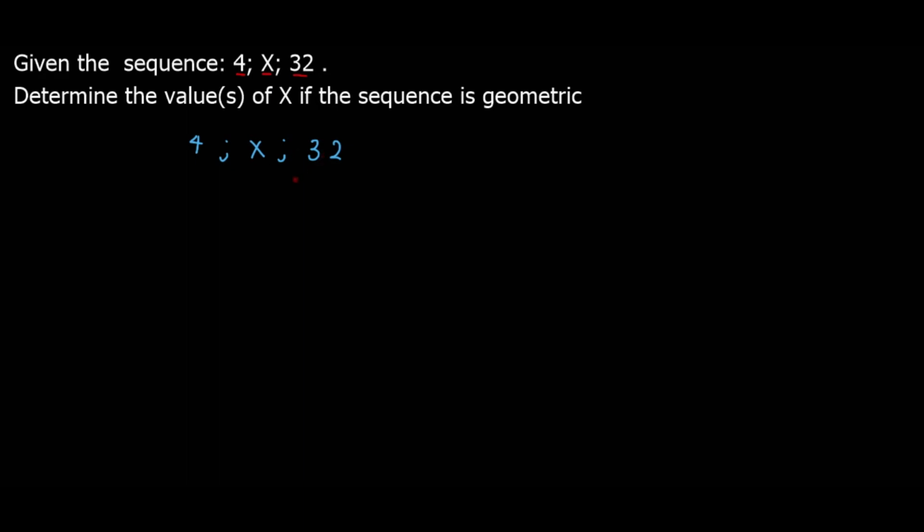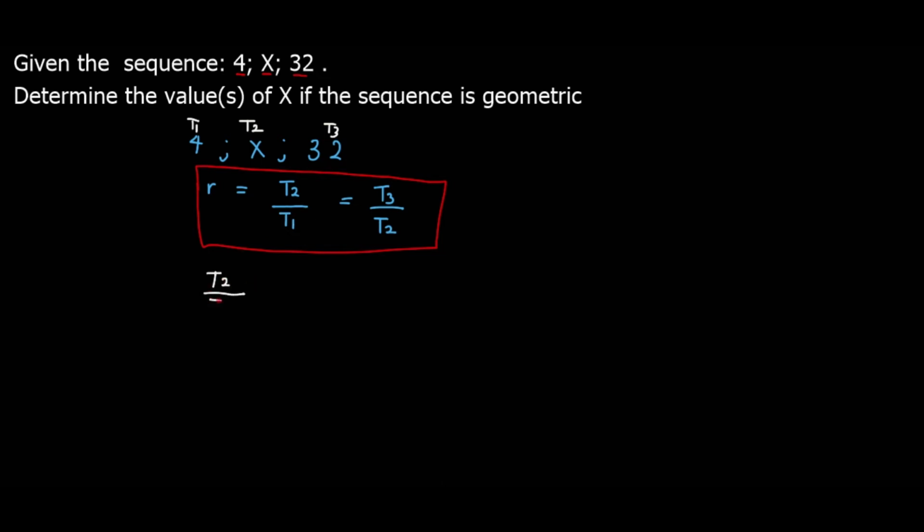To answer this question, it will be easy if we use the knowledge of the constant ratio between the terms, meaning r is equal to T2 divided by T1, which is equal to T3 divided by T2. With that knowledge, this question will be very easy. Remember, this is term number 1, this is term number 2, and this is term number 3. Now let's answer this question.